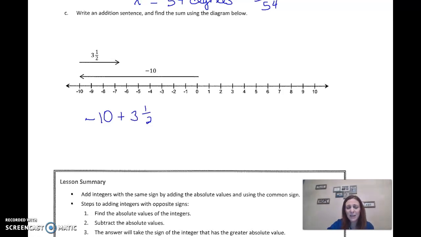It's a sentence, so it needs an equal sign. What does it equal? Well, if we come down here, we can see it's halfway between the negative 6 and the negative 7. So it's going to equal a negative 6.5.